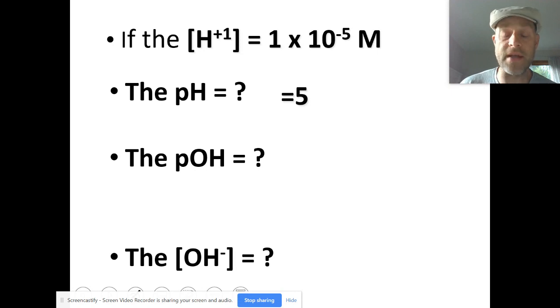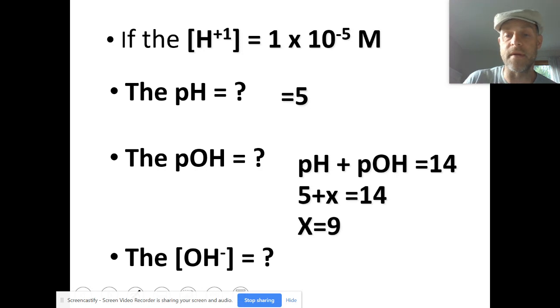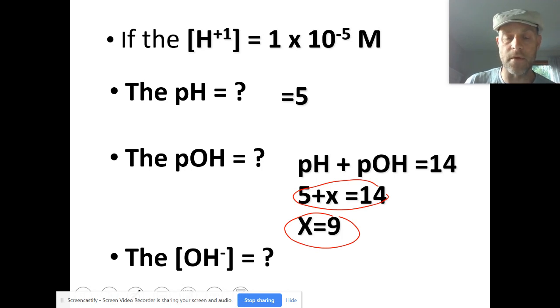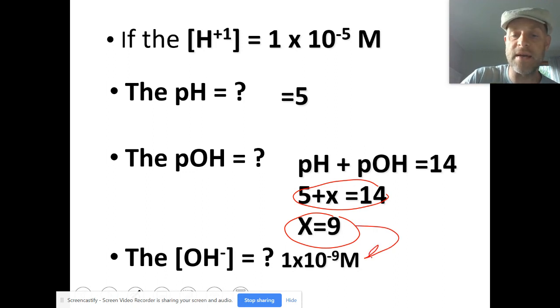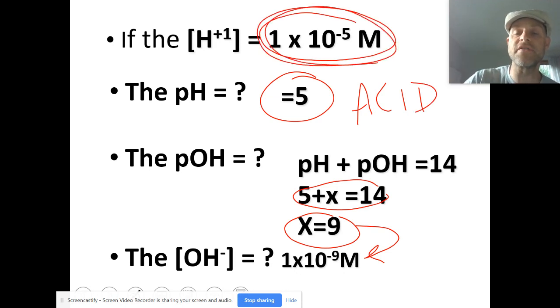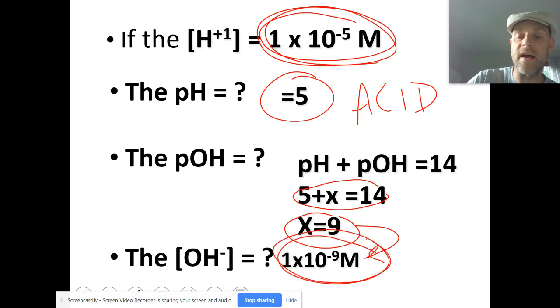If the concentration of hydrogen ions is 1 times 10 to the negative 5, what's the pH? Remember, that's saying a pH of 5. What's the pOH? 5 plus what equals 14? 5 plus 9. So pOH is 9. What's the concentration of OH? Well, that's the same as saying 1 times 10 to the negative 9. So is this an acid or is this a base? Well, pH is less than 7, so that's an acid. I have a higher concentration of hydrogen ions than I do hydroxide ions. More H pluses than I have OH minuses.